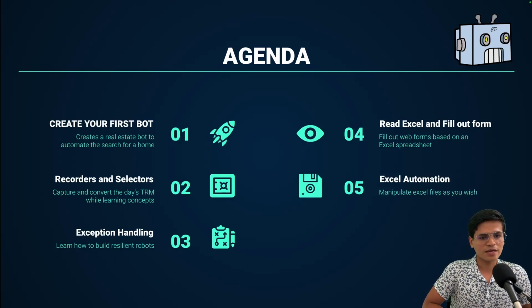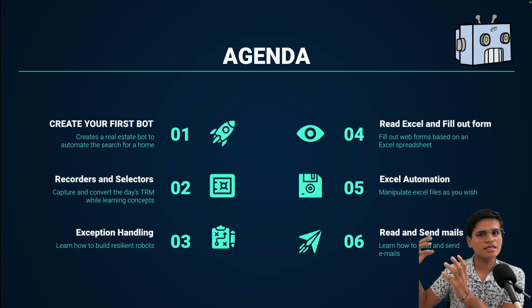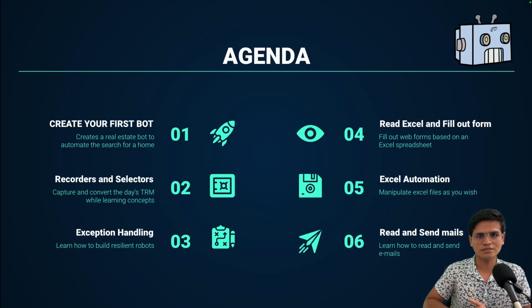Five, Excel automation. You're going to learn how to manipulate Excel files as you wish. Six, read and send emails. Learn how to read, filter, and then send professional emails. You can include HTML in those professional emails. So this is pretty important and a bot can do it.